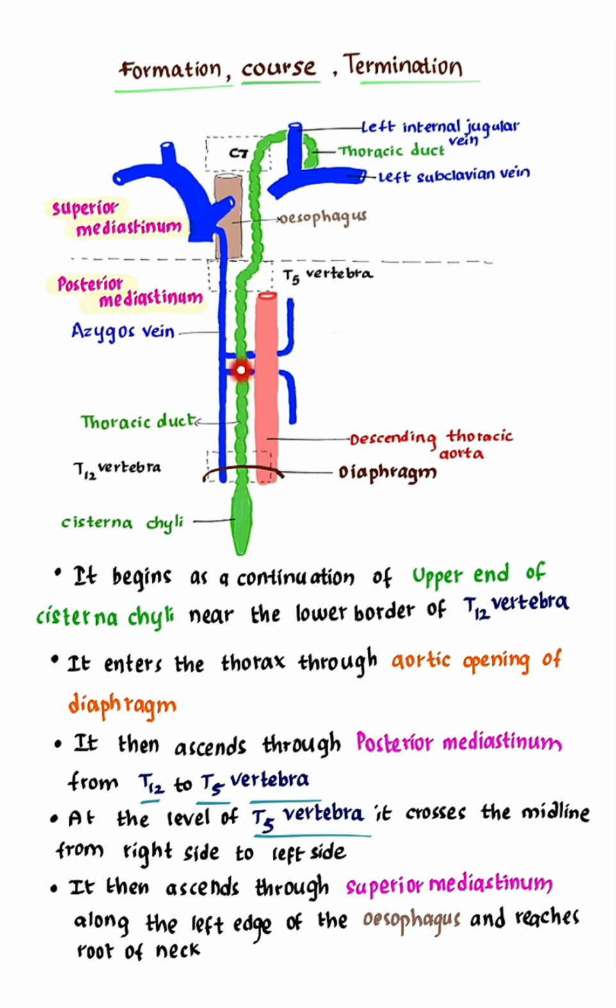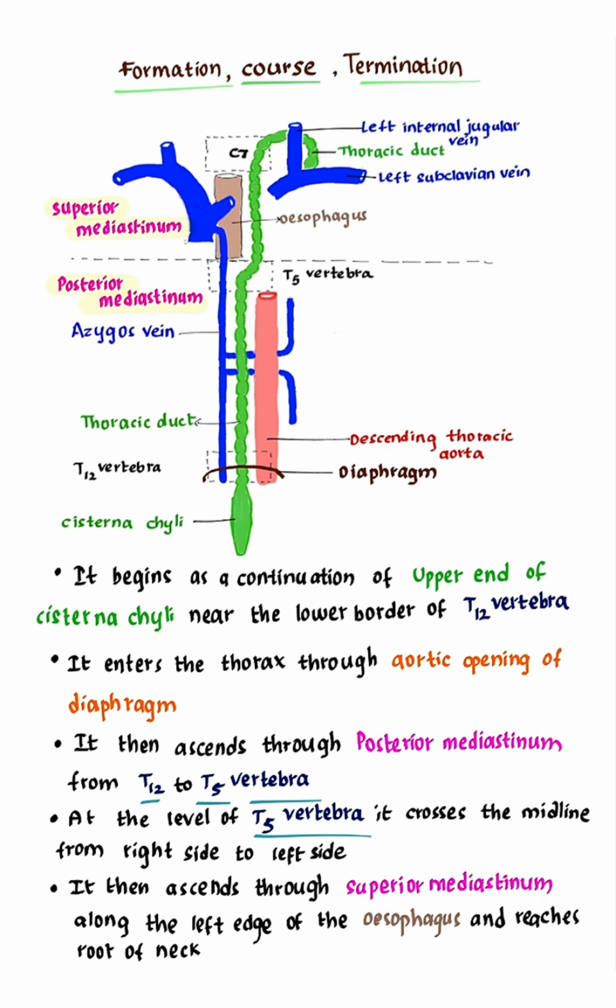It ascends through posterior mediastinum from the level of T12 vertebra to T5 vertebra. You can see the thoracic duct is passing upwards within the posterior mediastinum from T12 vertebra to T5 vertebra. At the level of T5 vertebra, thoracic duct crosses the midline from right to left side. You can see it crossing the midline from right side to left side.